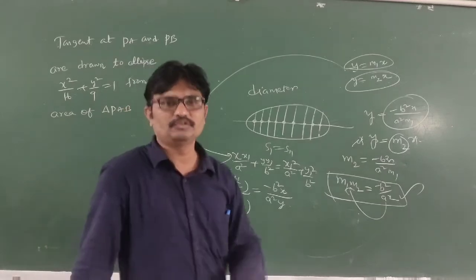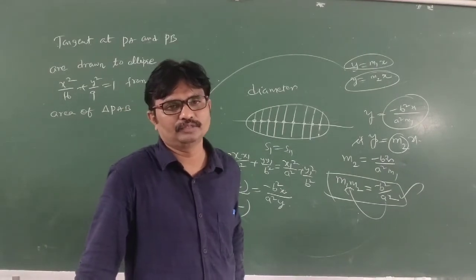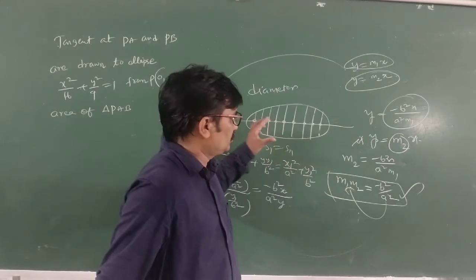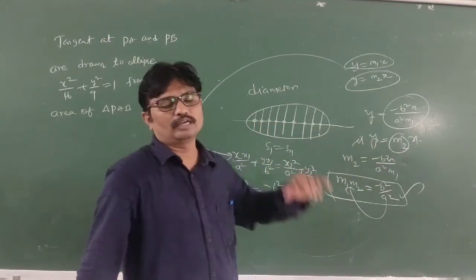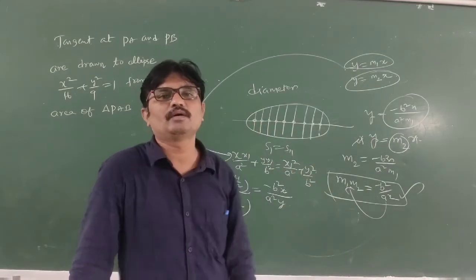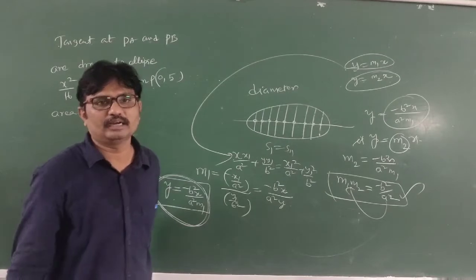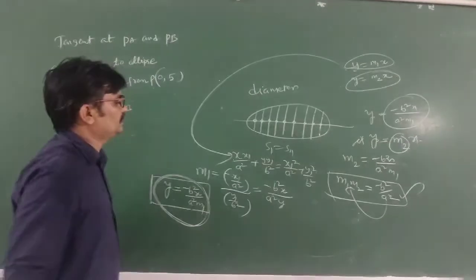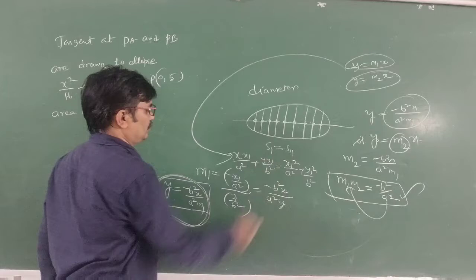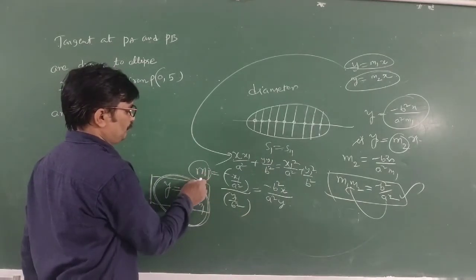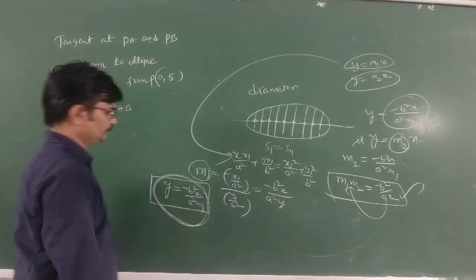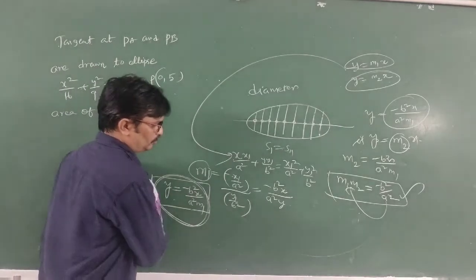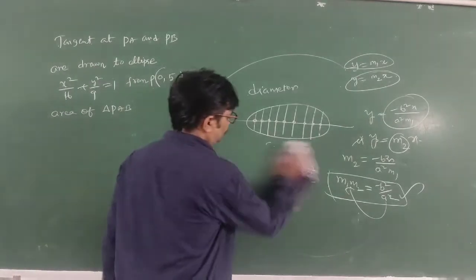Conjugate diameters means each one bisects the other one. So what is the diameter, students? The locus of the midpoint of the system of parallel chords is called the diameter of the ellipse. So when we take the first one, midpoint means S1 equal to S11. When you take the slope m1, that is minus of a by b. Okay students, m1 into m2 equal to minus b square by a square.